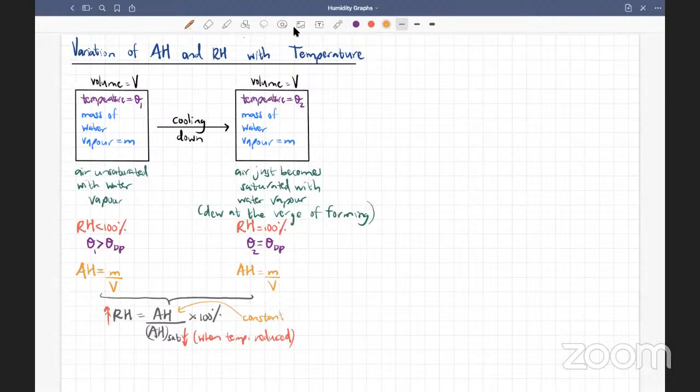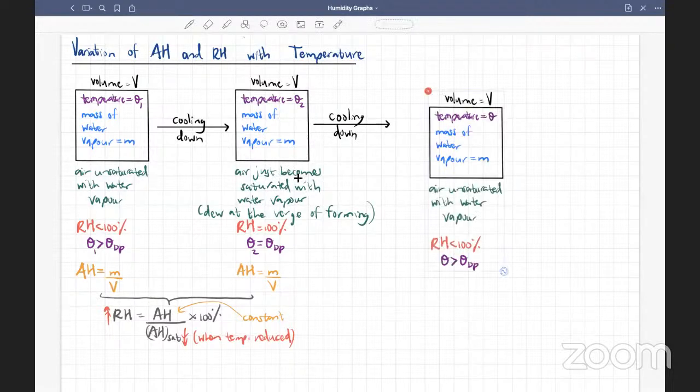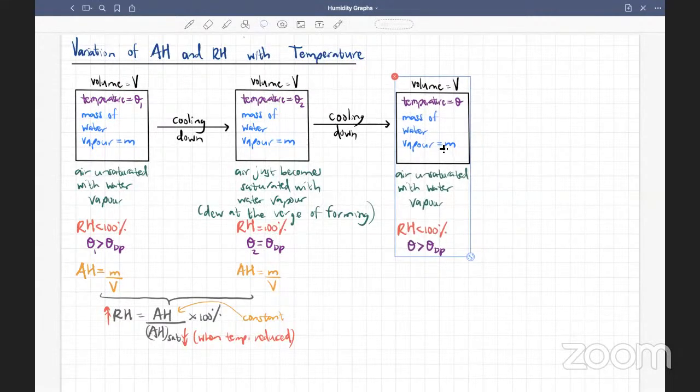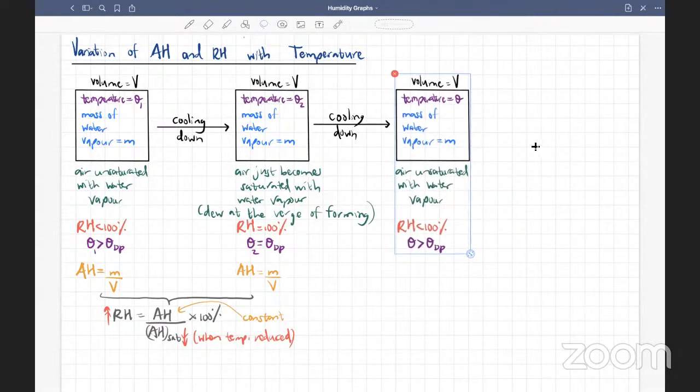Then moving on, the important question now: what will happen after this? If you cool down the system further, what will happen, guys? Dew will start forming. That's the answer I was expecting. Yes, very good. Let's paste whatever we copied earlier. Dew will start forming, but the volume of the chamber will not change. Now the temperature is a new temperature that is below dew point.